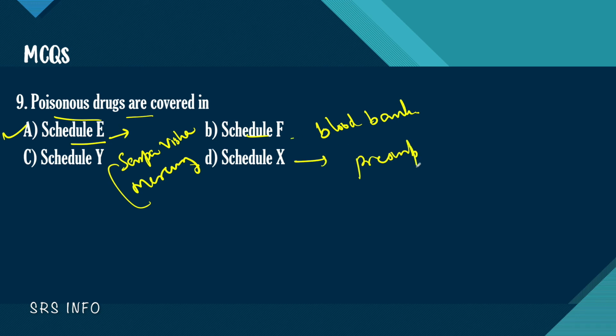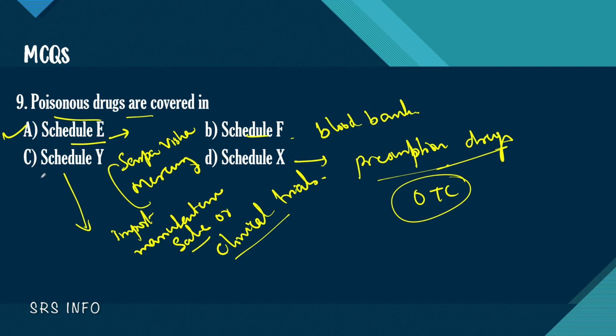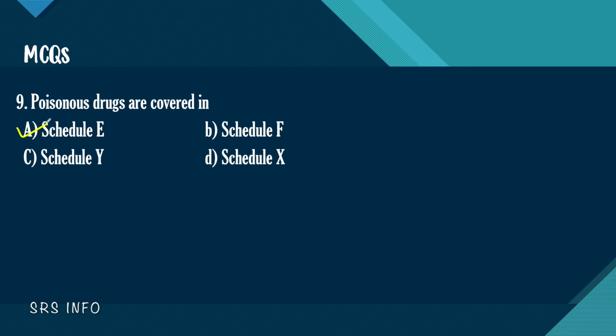What about X? All drugs which are to be dispensed only with prescription, that is prescription drugs, are covered under Schedule X. That means the drugs which cannot be purchased over the counter. This can be dispensed only with the valid prescription of a doctor. And what about Schedule Y? Schedule Y covers the requirements and guidelines for the permission to import and manufacture new drugs for sale or for conducting clinical trials. These requirements are covered under Schedule Y. So here the answer is option A, Schedule E.